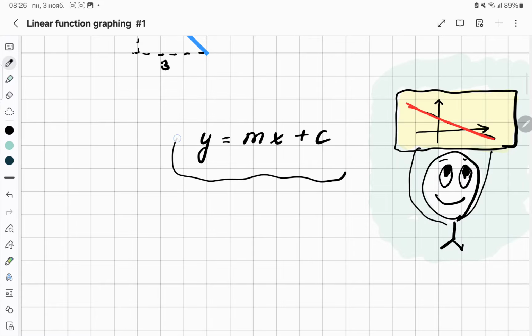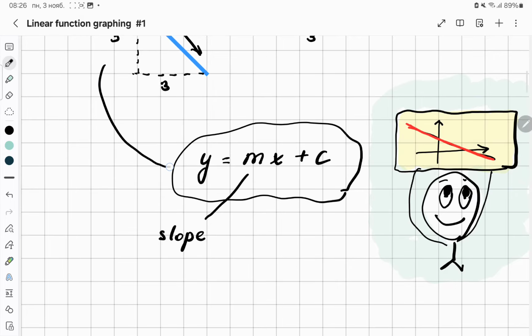The equation of a straight line is given this way, where m is the slope. Actually, the slope is what we considered before, right? And now the y-intercept is c. It's the point where our function crosses the y-axis. So this value of c is the y-intercept.